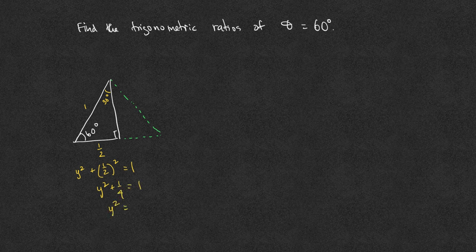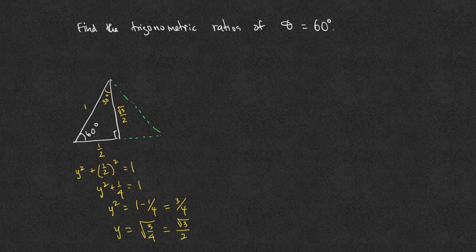So y squared is 1 minus 1/4, which is 3/4. y is the square root of 3/4. This is the square root of 3 over 2. If we were to use any length instead of 1, we will end up with root 3/2 times the length of the hypotenuse, and that is why we use 1 for convenience.